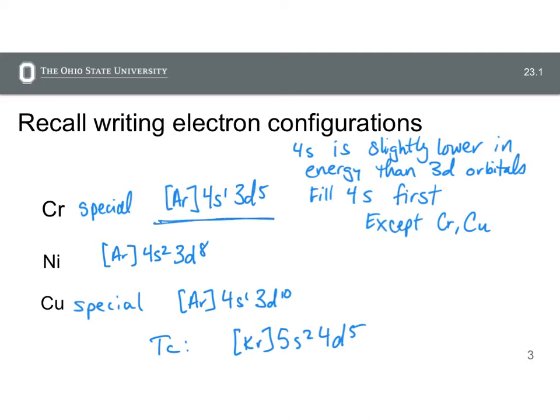Our chromium electron configuration in the elemental state is argon 4s1, 3d5. Originally we had 4s2, 3d8, so those s electrons will go away. Copper, we had 4s1, 3d10. We'll lose that s electron.